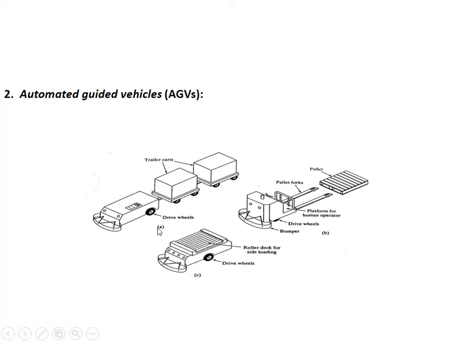Here, with the help of driven vehicles, these are the trailer carts which are attached to this particular vehicle, and the vehicle is moving on its own with the help of sensors. There is no driver, so autonomously it is driving. Normally we call them autonomous guided vehicles. In the same way, these can be used. These are the two wheels, and it has the driver power which is moving ahead.